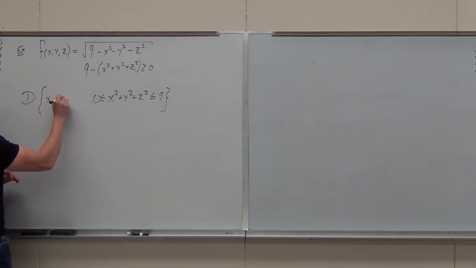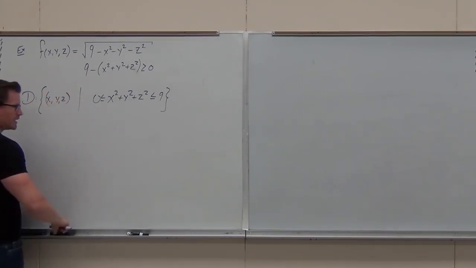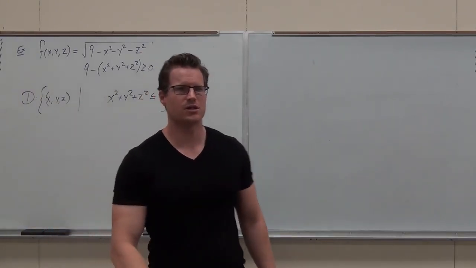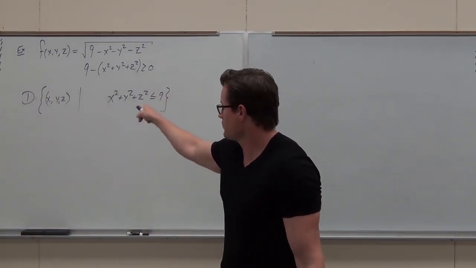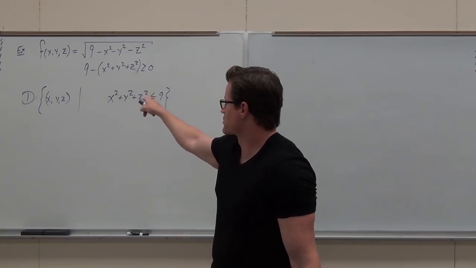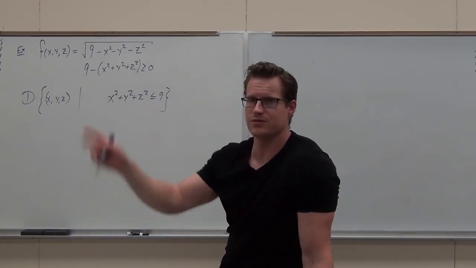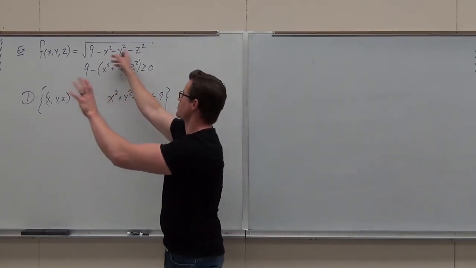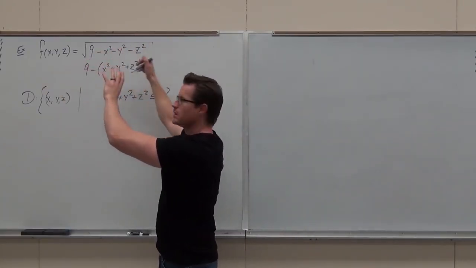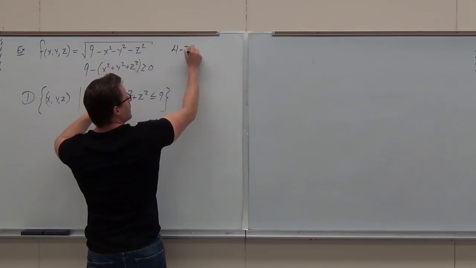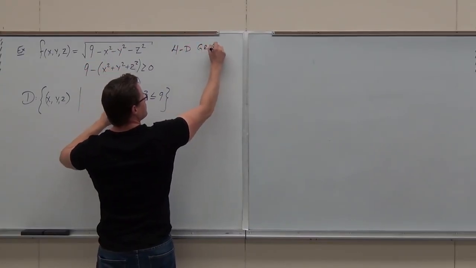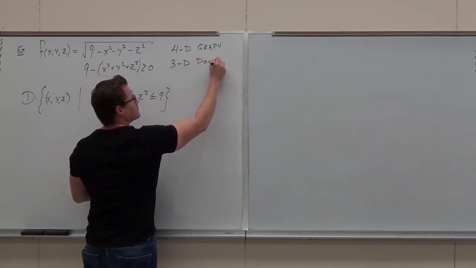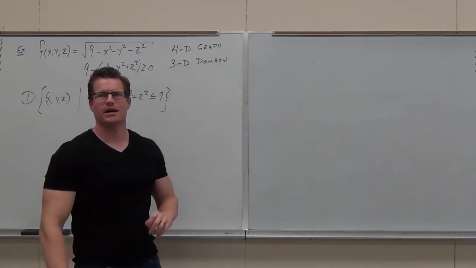It's an ordered triple such that, and you don't specifically need that, I'm just trying to tell you what it is, such that x squared plus y squared plus z squared is less than or equal to 9. Does everything feel okay with that one? Now again, what dimensions are needed to graph this function? 4. So that's a 4D graph. It's a 3D domain now specifically.